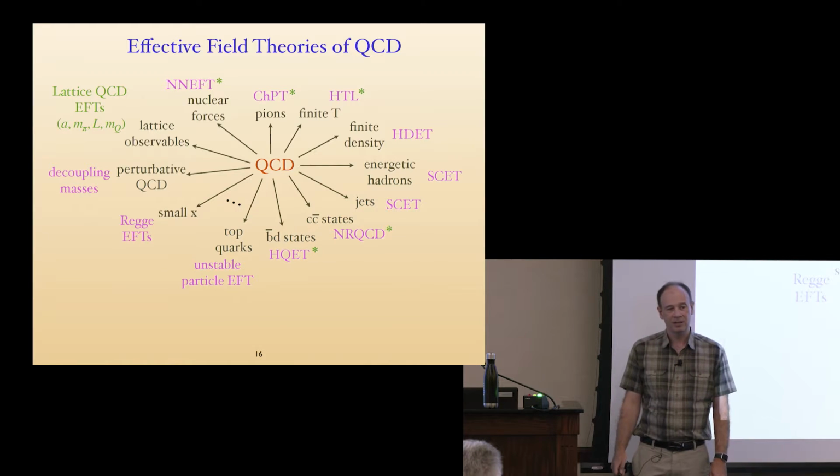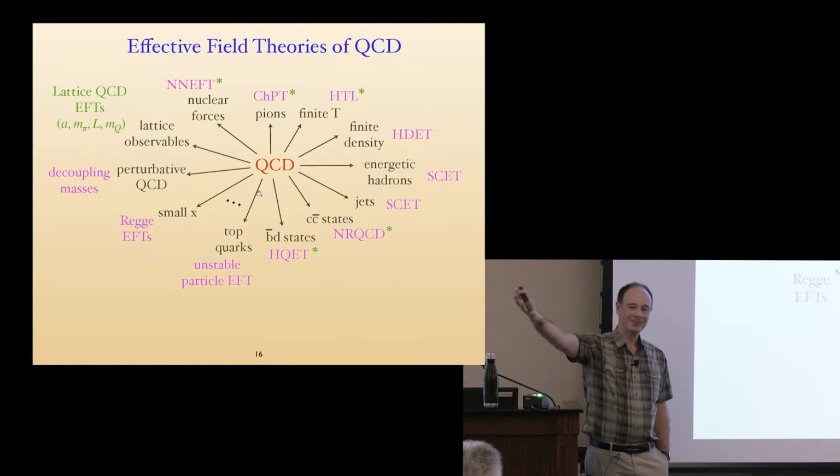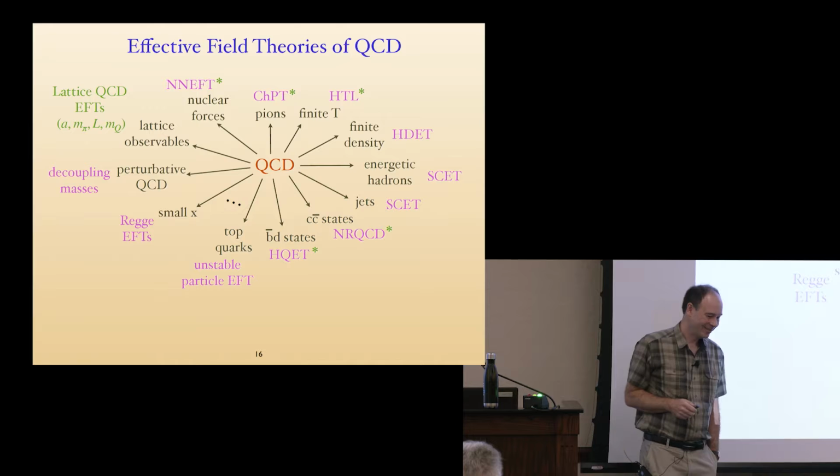So here are QCD effective field theories in a flow chart. We have the mother theory in the middle, and then out of the mother come all the daughters, and sons.